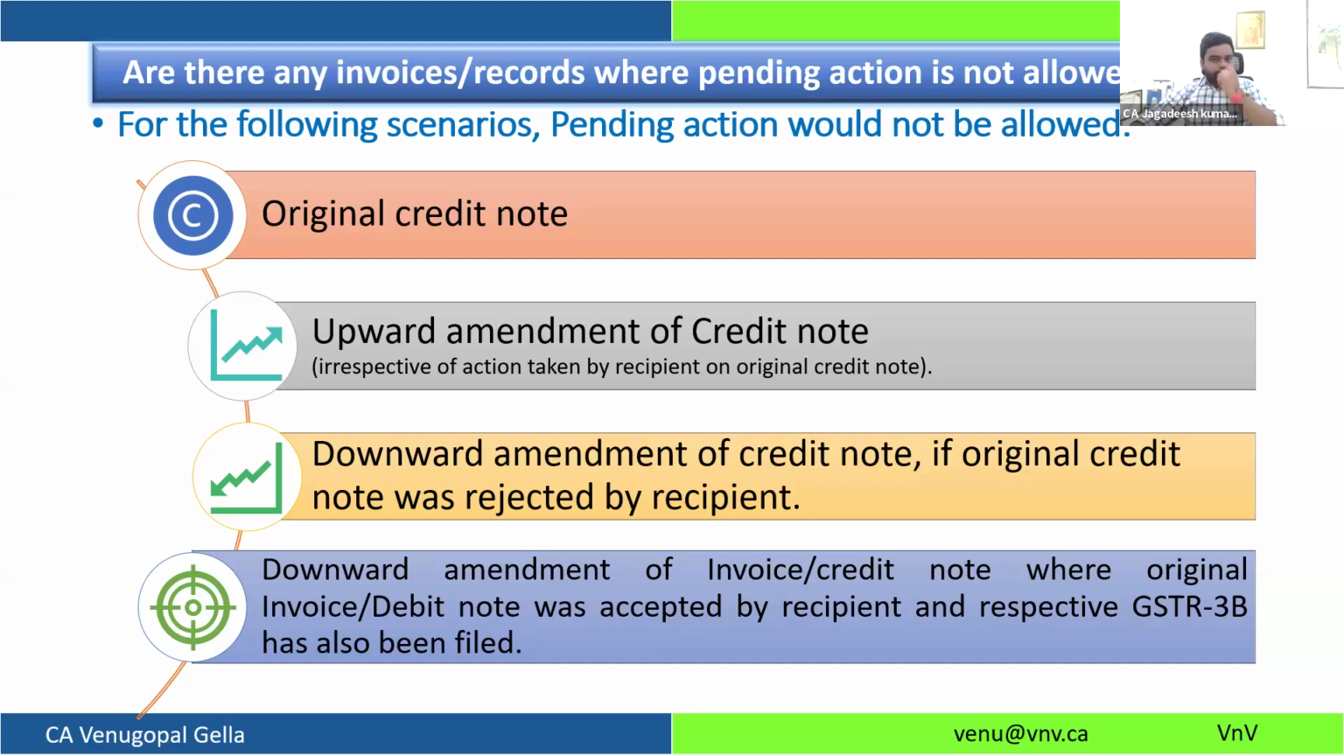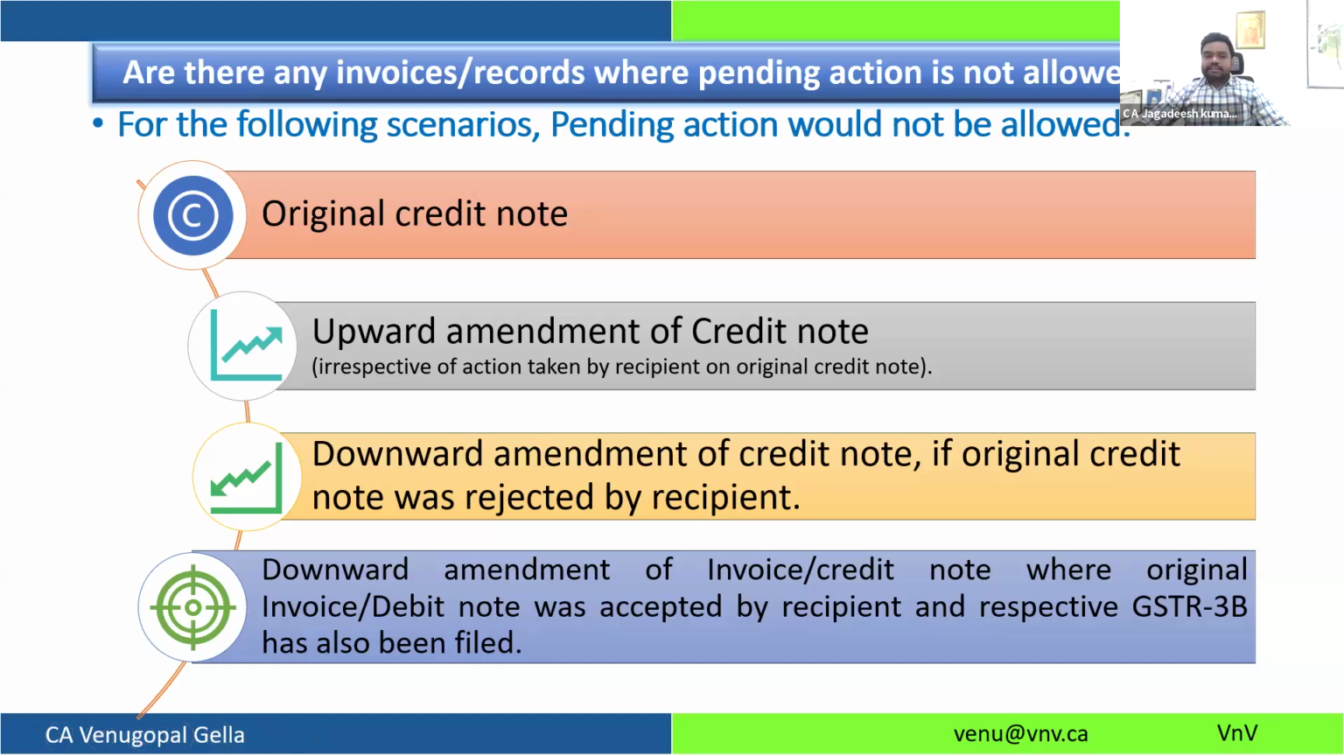Yes, in that case also, I can only accept or reject it. Similarly, for a downward amendment of the invoice or credit note, where the original invoice or debit note was accepted by the recipient and GSTR-2B has also been filed. If you see all these cases, there is a loss to the revenue if I reject it and it does not get added to the liability of my supplier. So that's the reason they have given only two options: accept or reject.